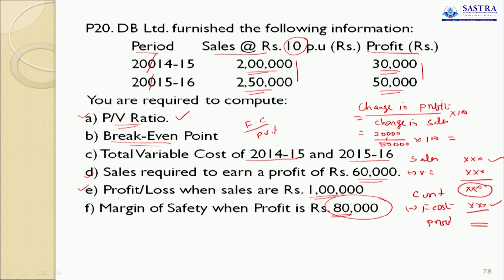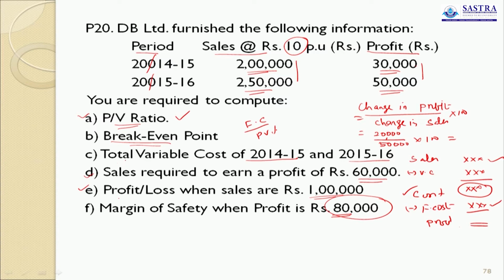So PV ratio is available in our hand. Apply this PV ratio on sales, so contribution will come. Subtract the profit, and ultimately we will get fixed cost. You can find out fixed cost for either period 2014-15 or 15-16, because fixed cost is a constant. It does not vary with the volume of output. Either you calculate fixed cost for 2014-15 or for 15-16, the answer will be the same.